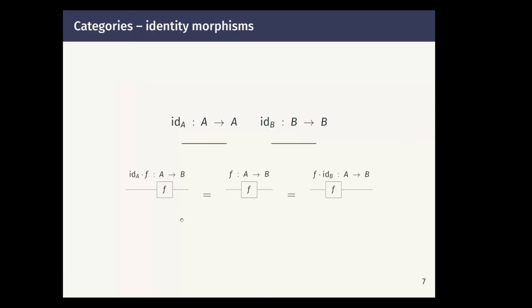And with identities, you can just extend a wire on a process any way you want. You can put in these identities or take them out, and that's completely allowed. And we have these diagrams here.